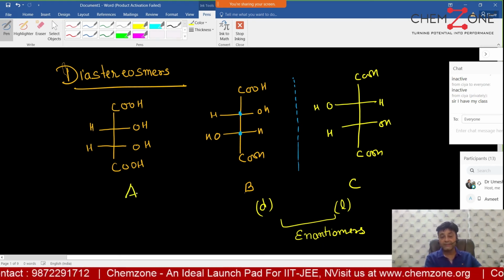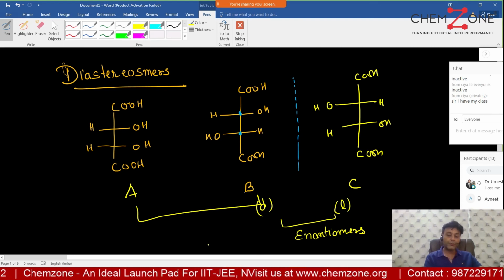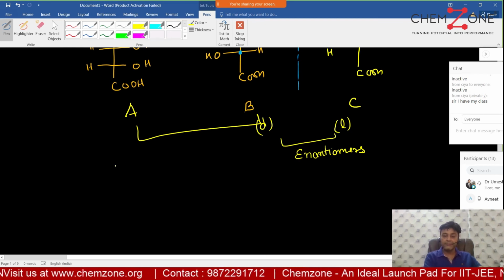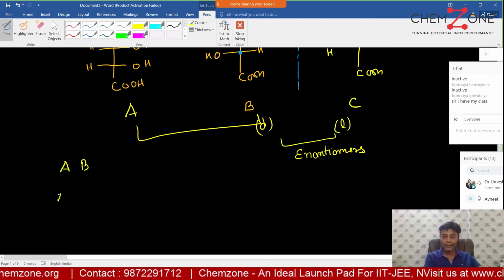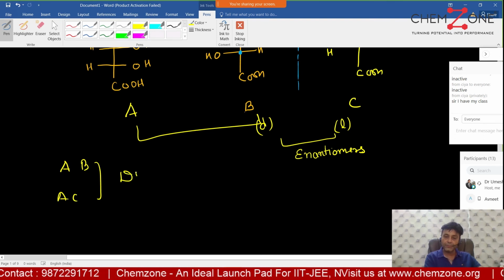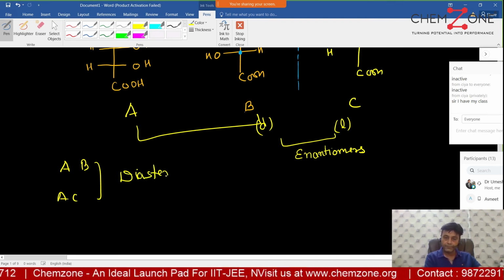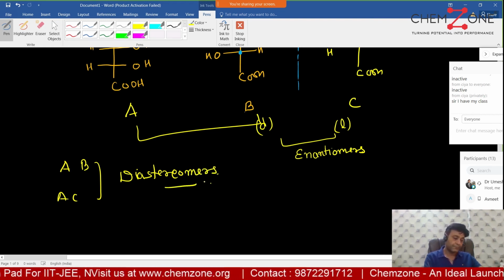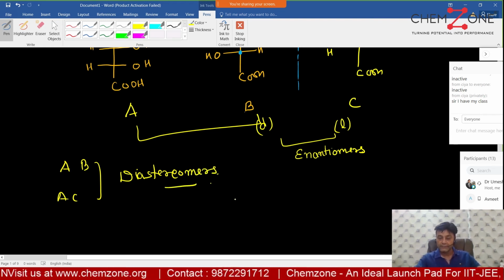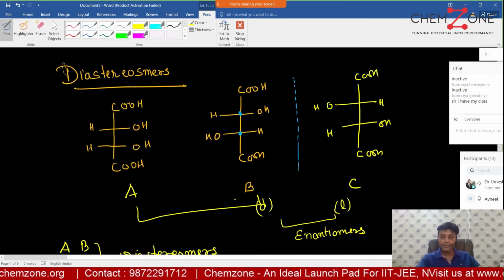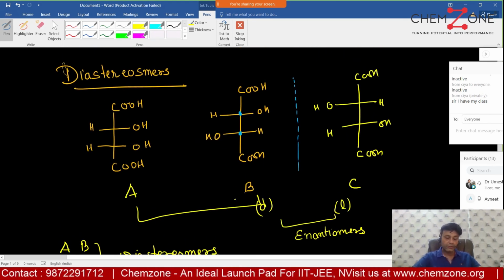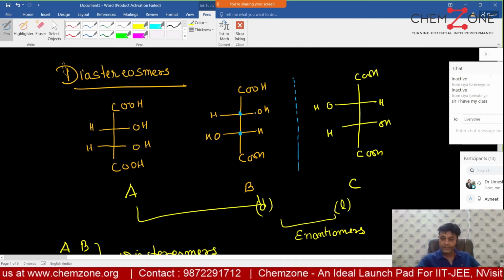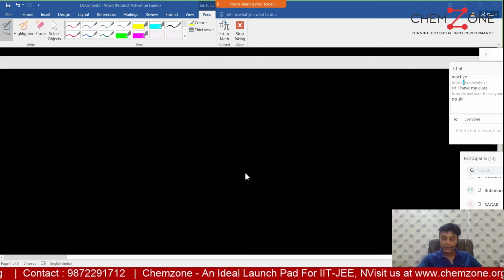Now, what about the set of A and B? They are not superimposable upon each other, number one, and they are also not enantiomers of each other, right? So this A and B set, or I can say A and C set, are diastereomers of each other. Got it now? A and B and A and C. These two are diastereomers of each other. Is that clear? Any doubt till now?